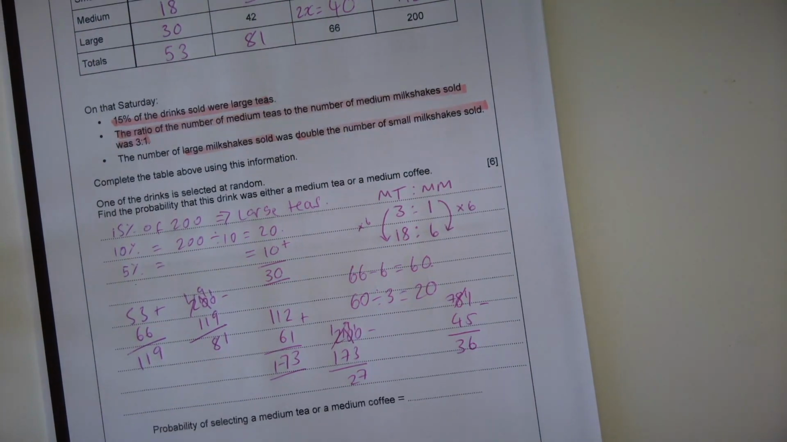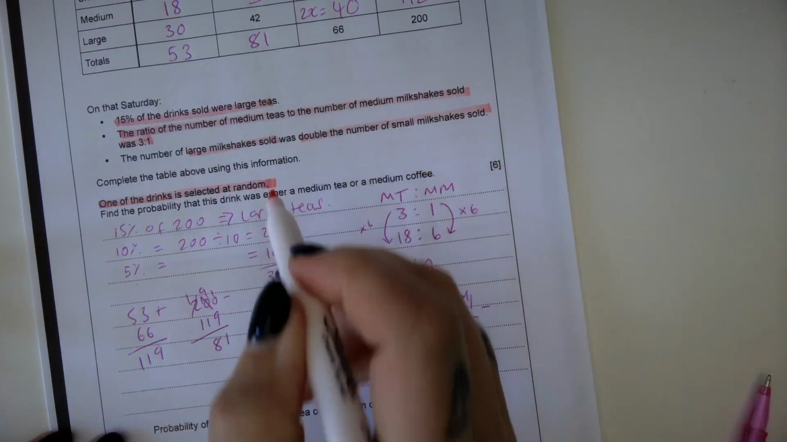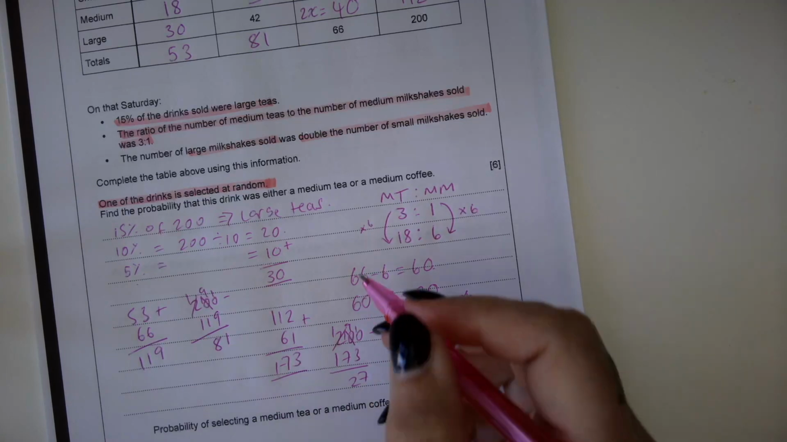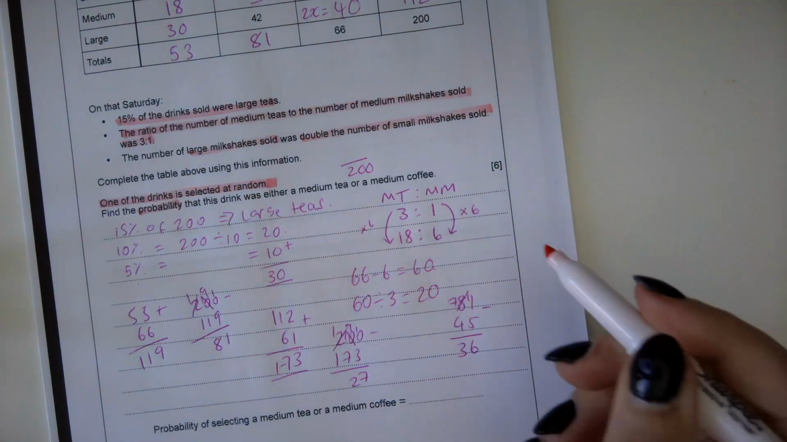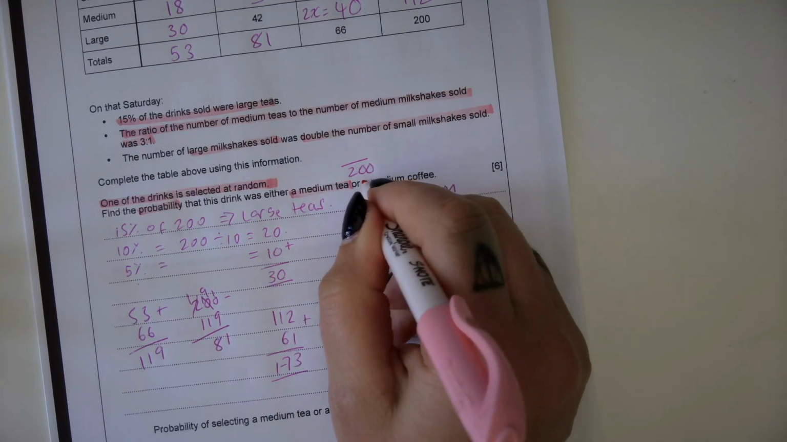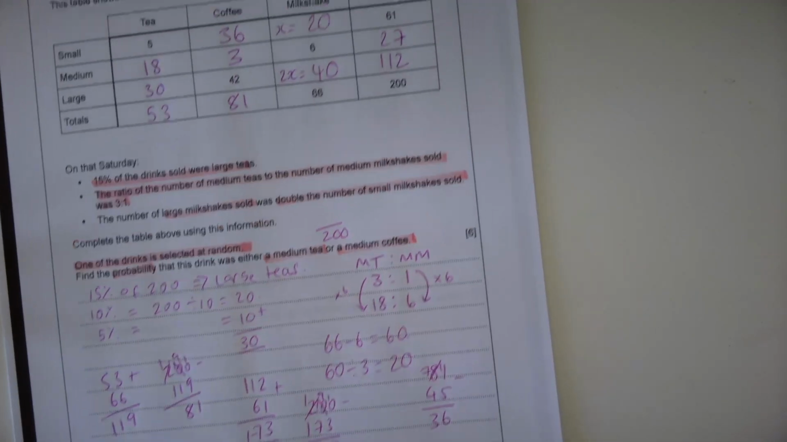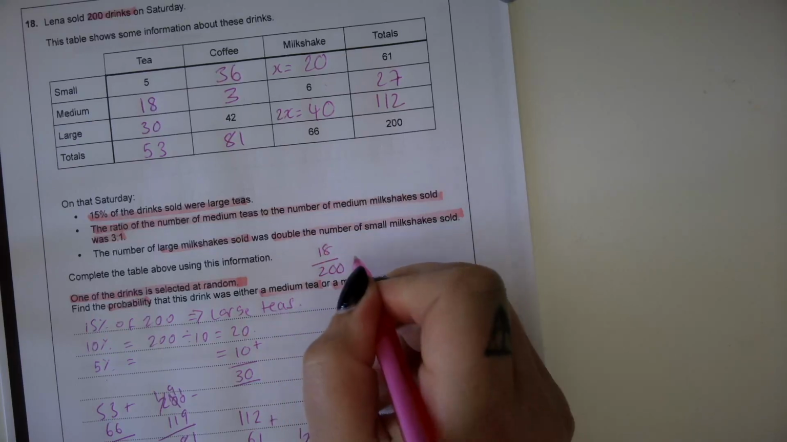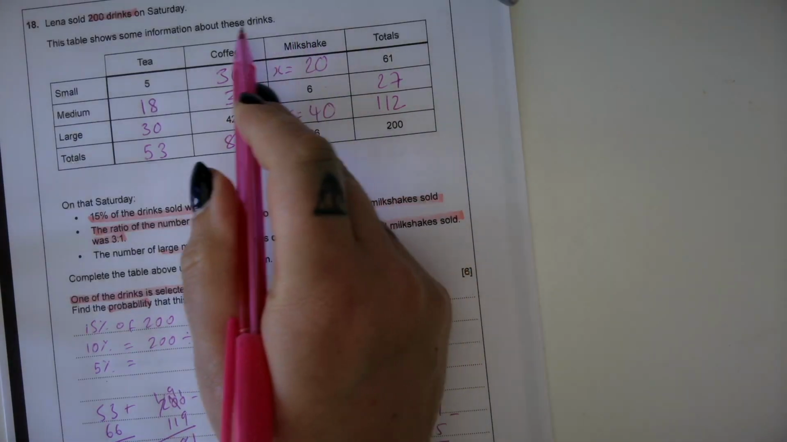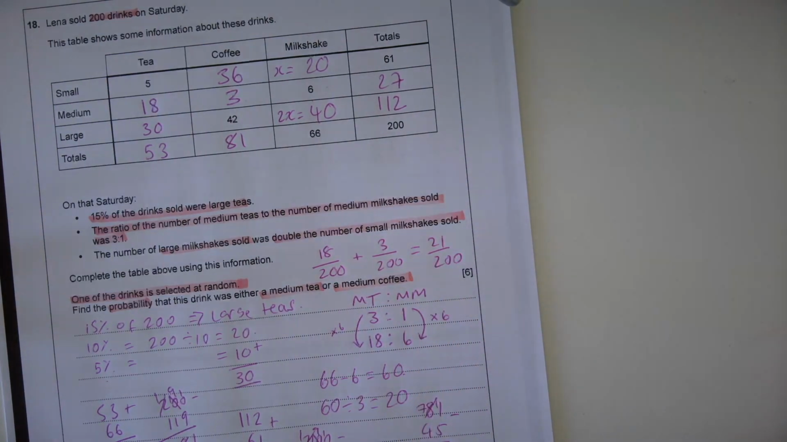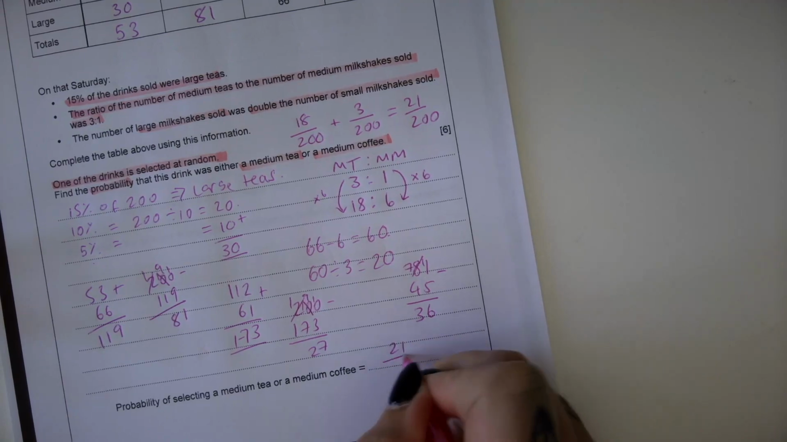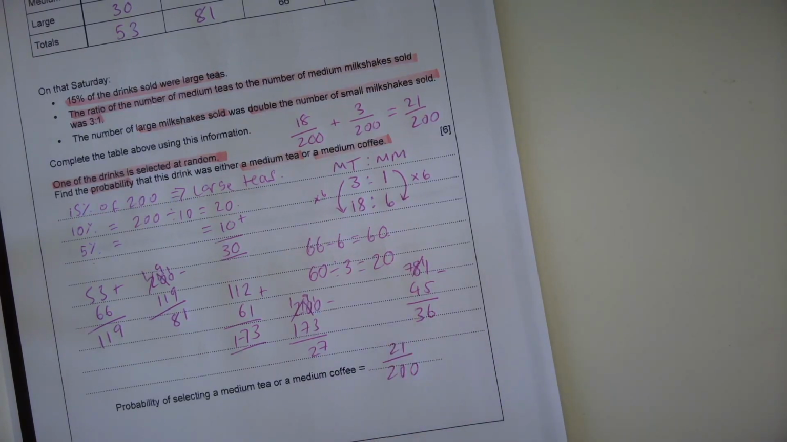Have we filled it all in? Fantastic. Now let's look at the last part of the question. One of the drinks is selected at random, so it's not given us any other criteria than one of the drinks. So we're dealing with a total out of those 200 drinks that were sold. Find the probability that this drink was either a medium tea or a medium coffee. So medium tea, there's 18. Medium coffee, there's 3. So that's 21 out of 200. So I'm going to write 21 out of 200 on my answer line.